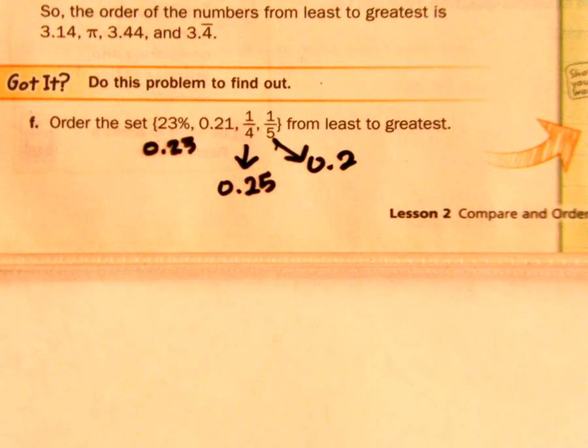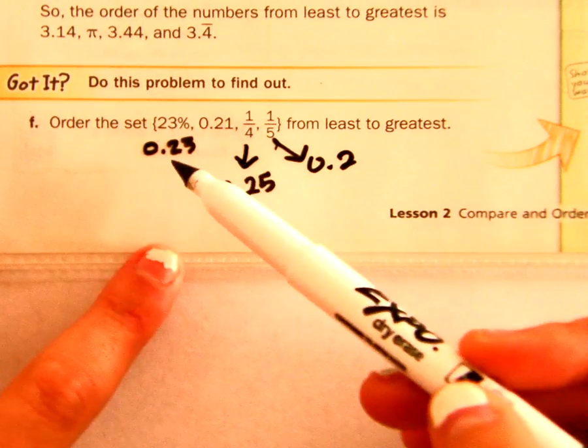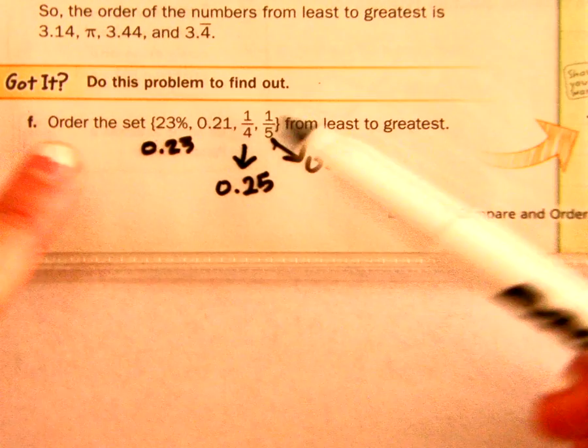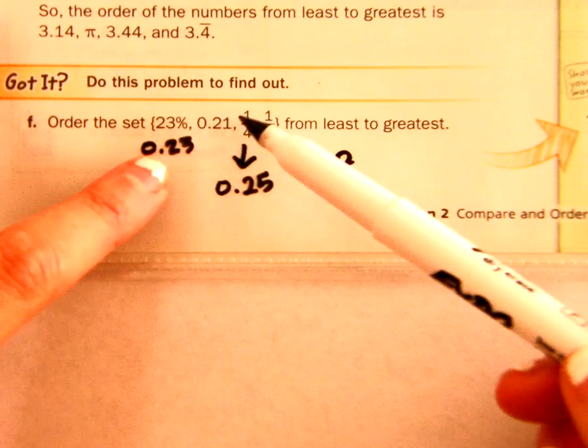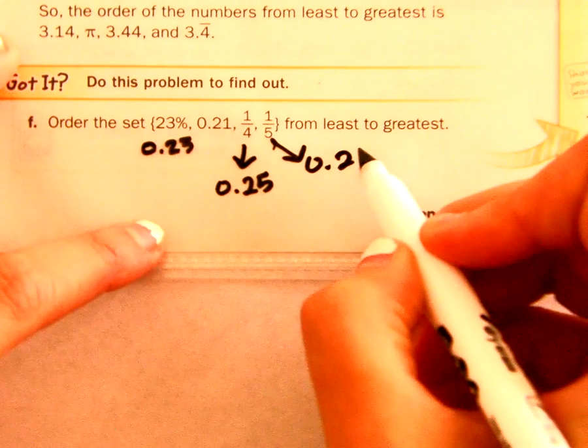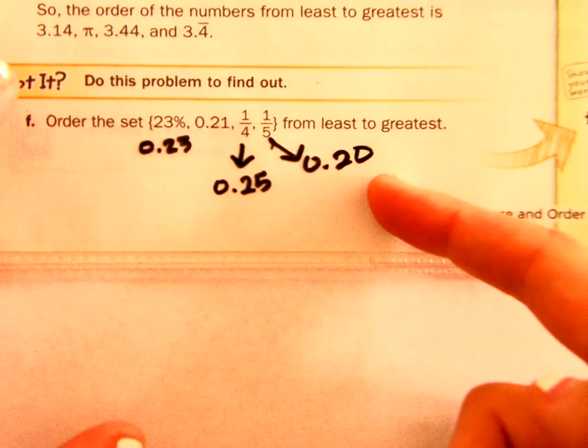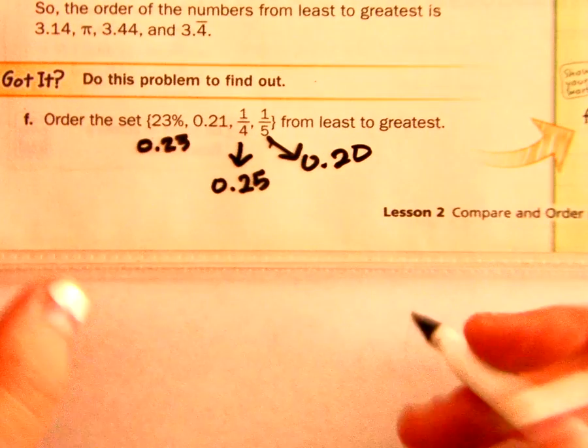Okay, now I can compare those. So I always start in the wholes place. I have 0, 0, 0, 0. We can't compare those, so we move to the tenths place. We have a 2, a 2, a 2, and a 2. Again, they're the same, so we got to keep moving. So I compare the hundredths place. I have a 3, a 1, a 5, and a 0. Okay, so I want to go from least to greatest, so I pick my smallest number. I know that 0 is smaller than 3, 1, and 5, so I'd start with 1/5.